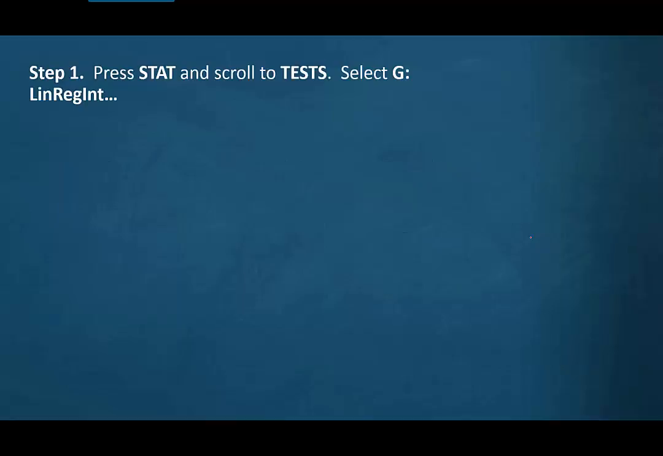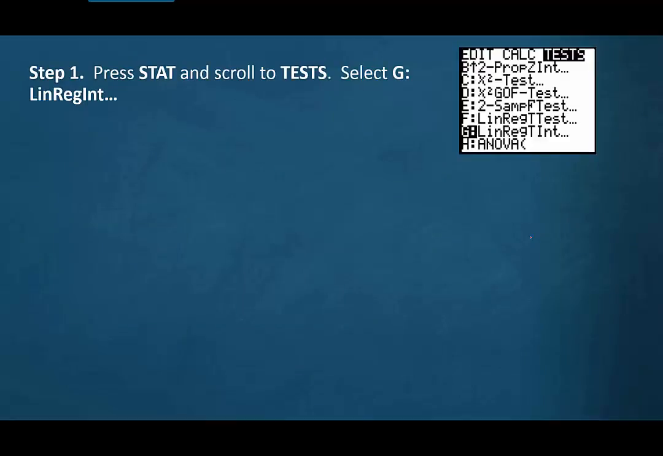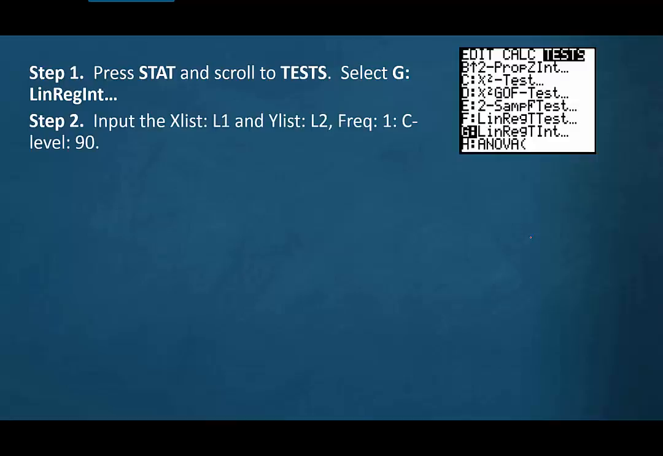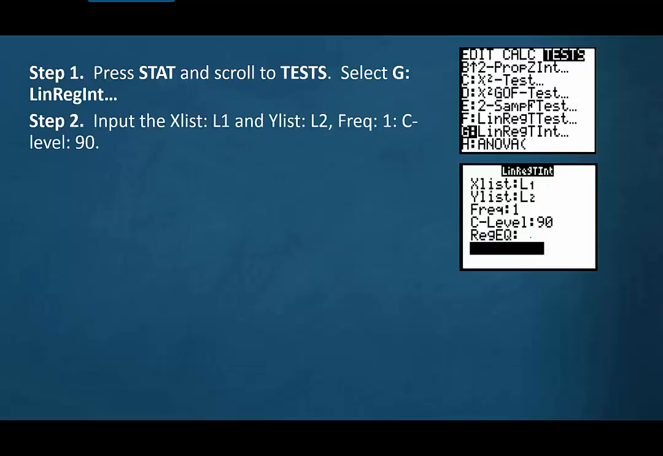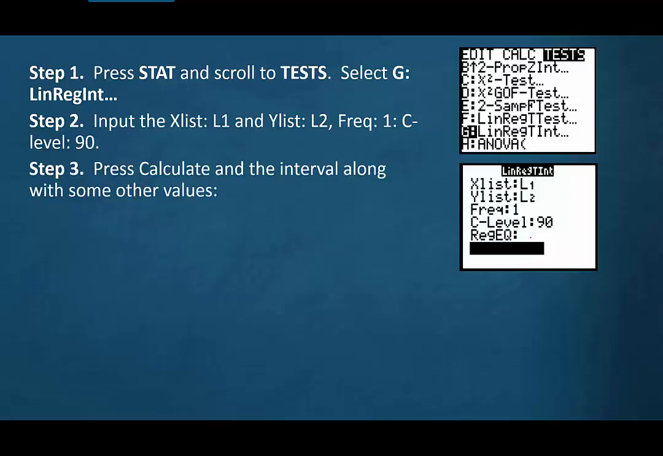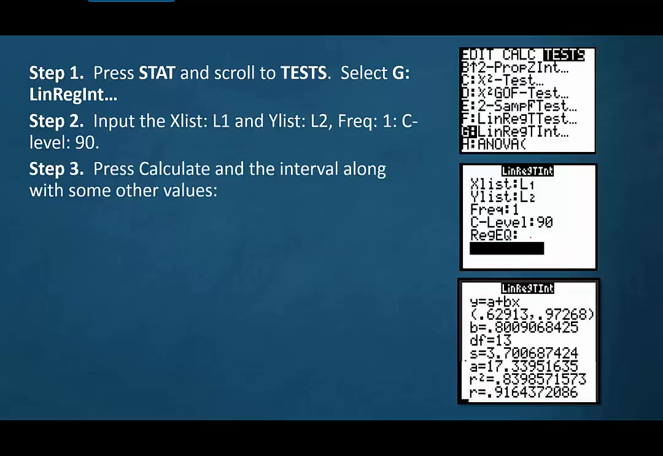So press Stat, scroll to Test, and select G, linear regression interval. It's quicker if you scroll up rather than scrolling down the whole way. Step 2, let's input the X list into L1, Y list into L2, if that's where you put it. And the confidence level here we're selecting is 90%. Press Calculate, and the interval along with some other values are going to be given.